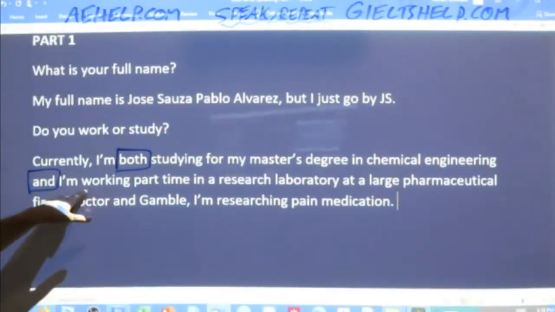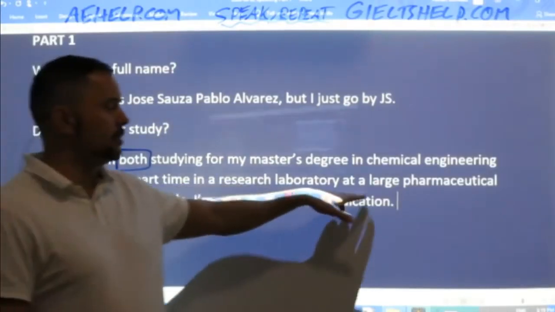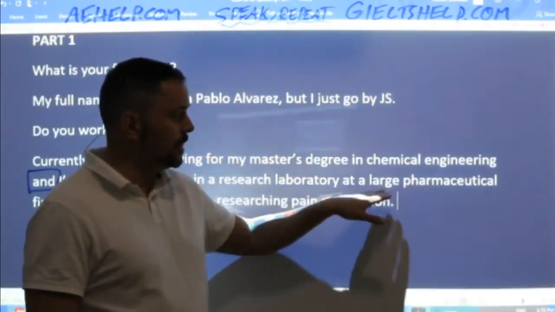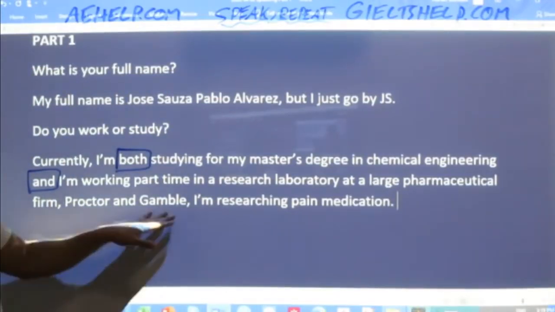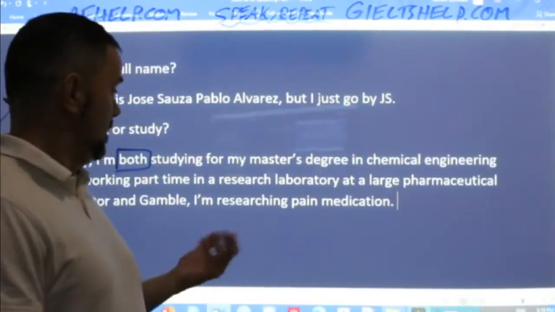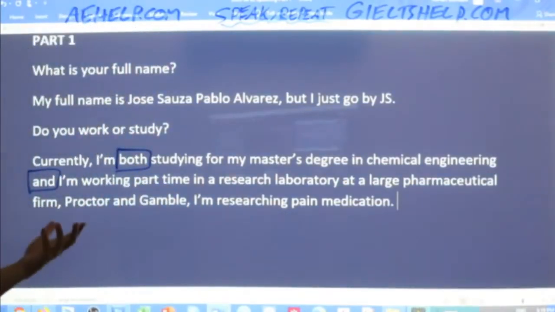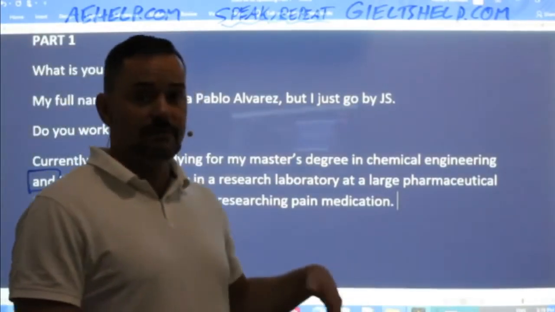All right, using the progressive form: working part-time in a research laboratory at a large pharmaceutical firm. And that's not enough. I'm giving the name of that firm. It's Procter and Gamble. I'm just making this up. Obviously, I'm here teaching you IELTS. I'm not doing this research, but I'm visualizing that I'm researching pain medication. So I even give a little bit of what I do.